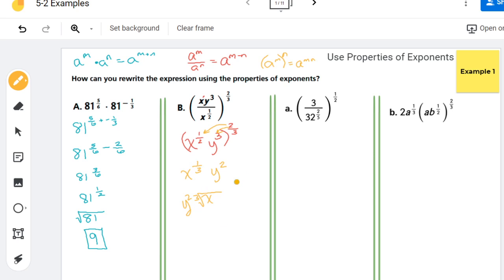But both of these are valid answers. It's just this one's in exponential form and this one's in radical form.